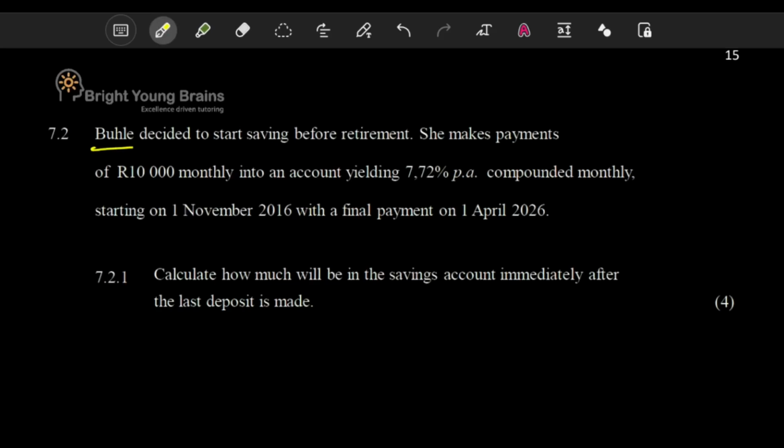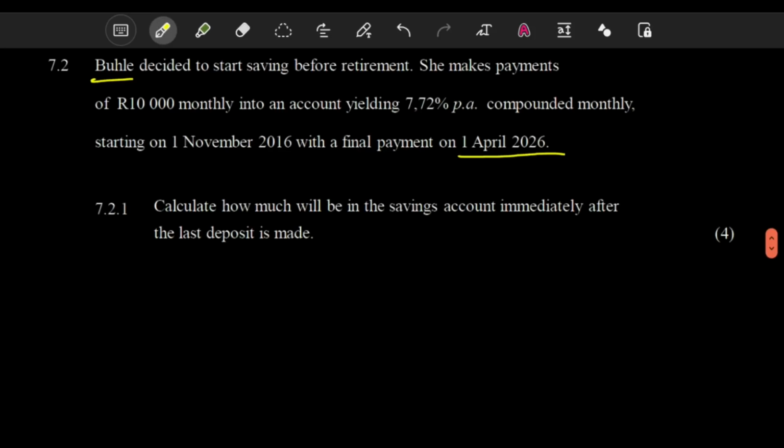It says here this person decided to start saving before retirement. She makes payments of 10,000 Rand monthly into an account yielding 7.72% compounded monthly, starting on the 1st of November 2016 with the final payment on the 1st of April 2026. For 4 marks, calculate how much will be in the savings account immediately after the last deposit is made.